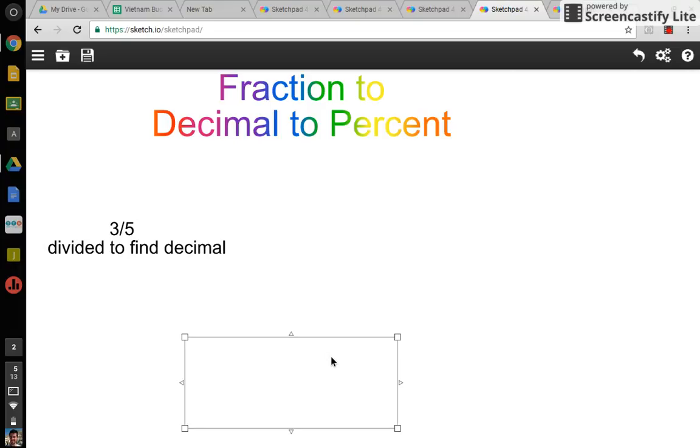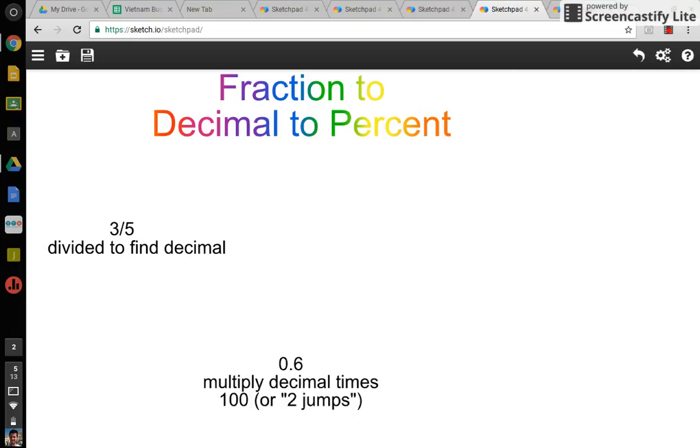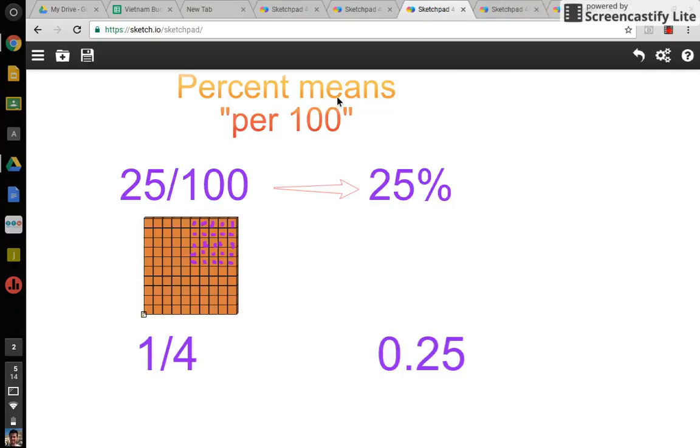When we do that, we find that our decimal is going to be 0.6. This is equivalent to 3/5. These are equivalent terms. The last step that we need to do is find out what percent this is. So going back here on our hundreds board, 0.6, how many out of 100 is that?